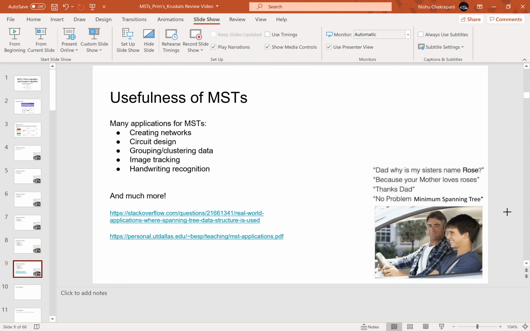If you want to read more about that or more about them in general, I've put a couple links here, or you could just do some research on your own. It's pretty fascinating. But the point is, MSTs are really useful in real life, and that's why there are so many algorithms devoted to finding them within a graph. We're just talking about two in this class.